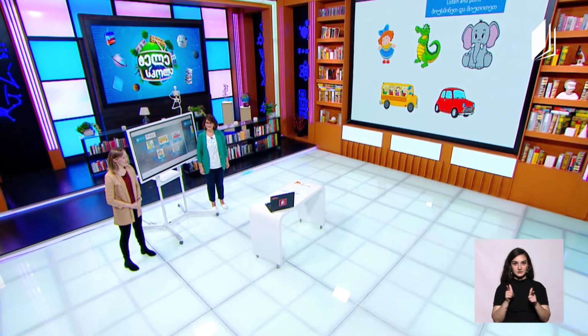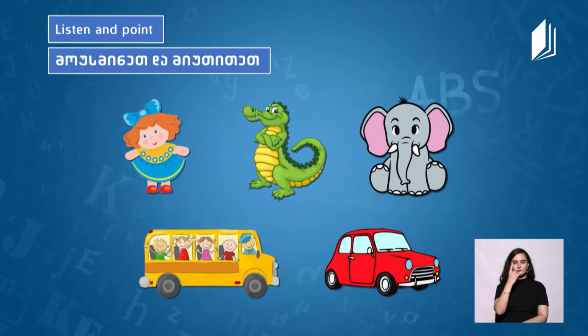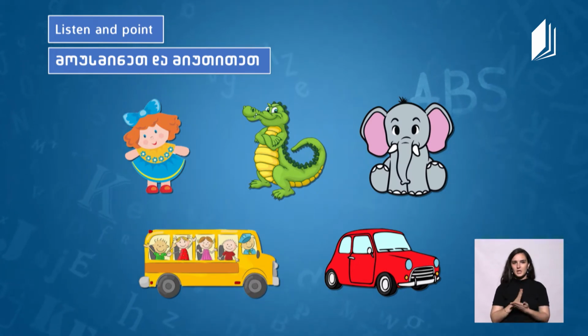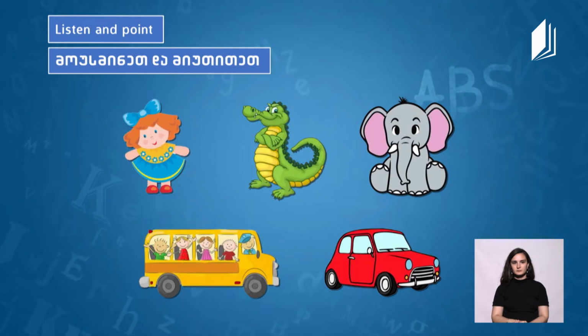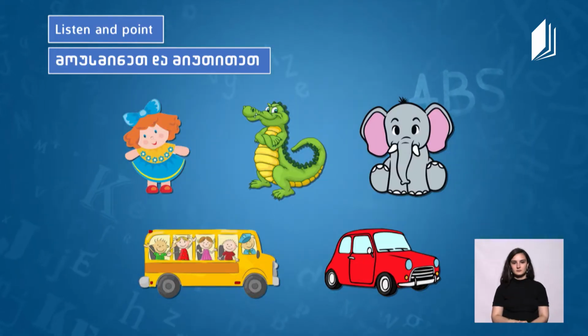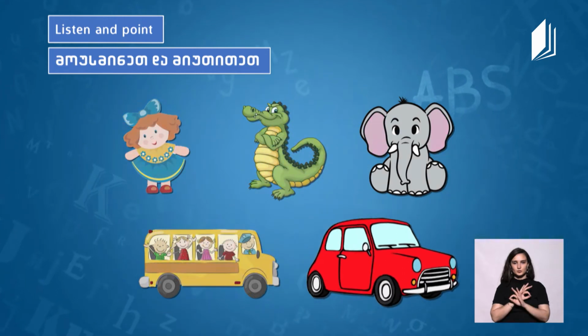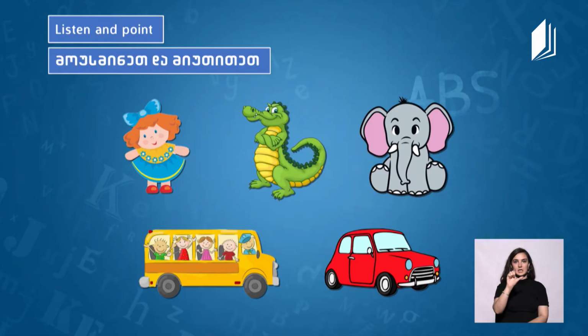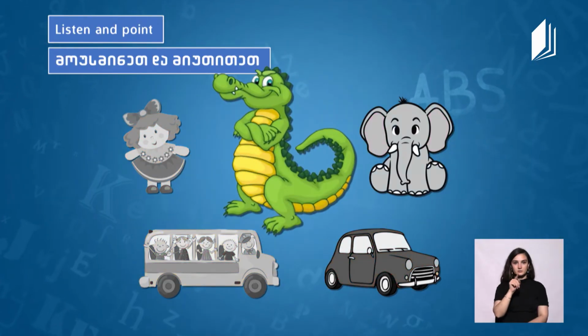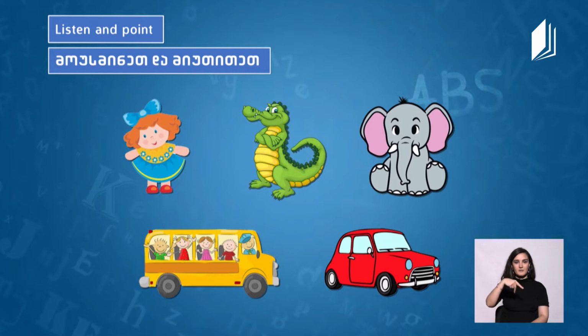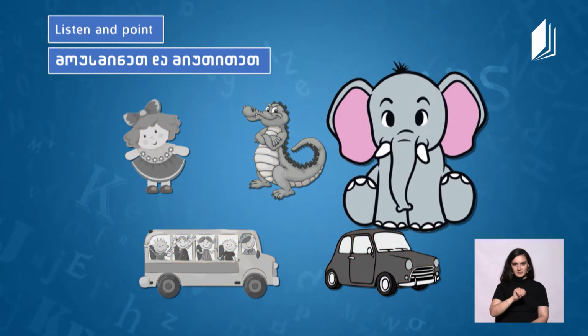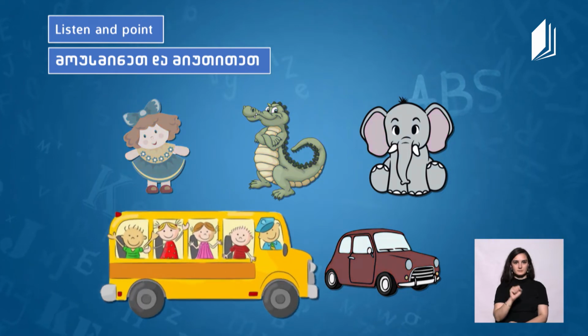Okay, are you ready? First word. Listen and point. Doll. Which one's a doll? Nice job. Okay, second word. Car. Which one's a car? Super, super. Third word. Alligator. That's right. You got it. Next word. Elephant. Which one's an elephant? Great job. Okay. Last word. Bus. All right, you got it. Great job.